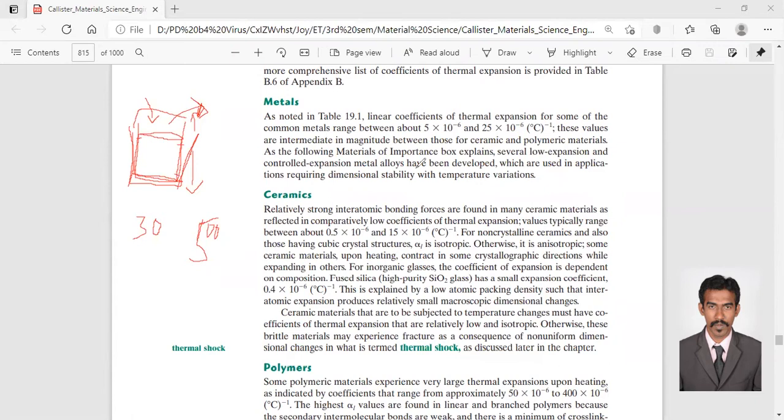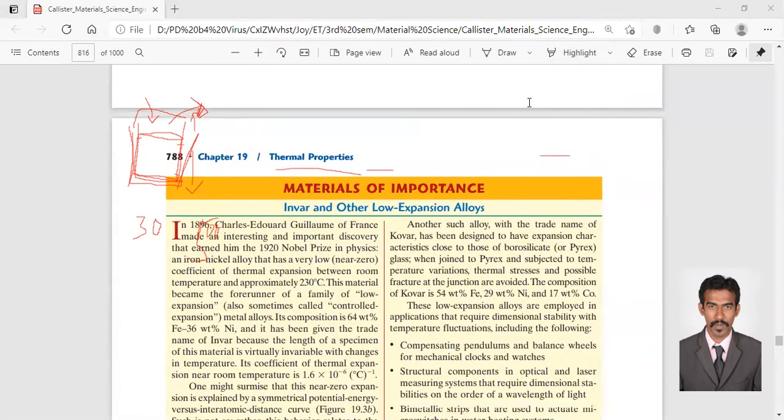So that's what this sentence is mentioned about. Materials of importance also explain several low expansion and controlled expansion metal alloys. So here the expansion is deliberately controlled, which are used in applications requiring dimensional stability with temperature variations, right? So with the temperature varying, what's actually happening to the dimensional stability? So dimensional stability, I told you, means not changing frequently for the change in the temperature, right?